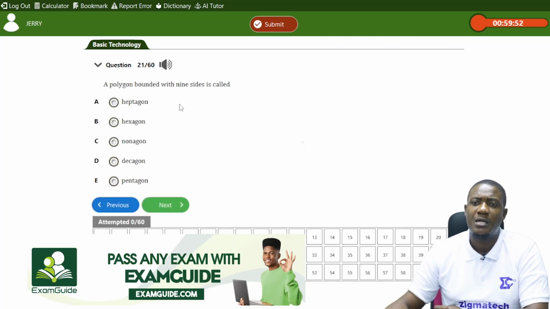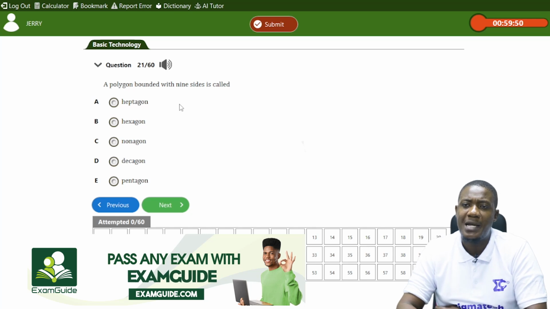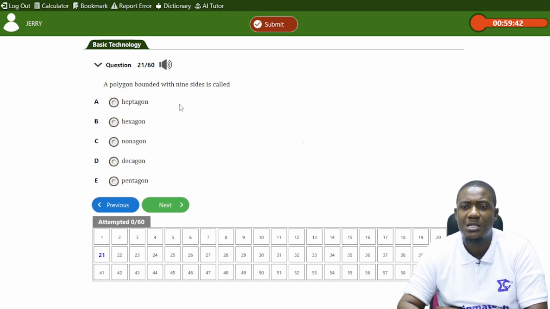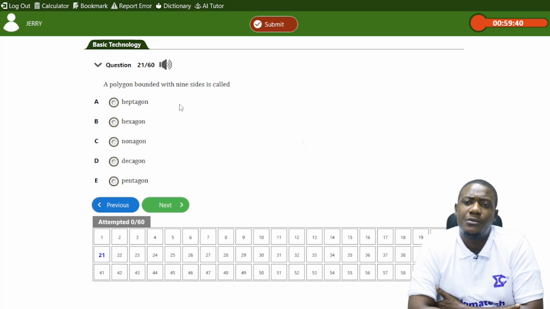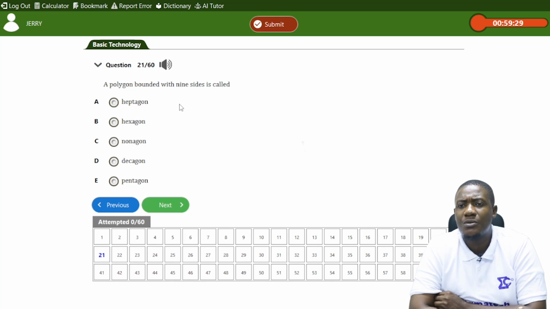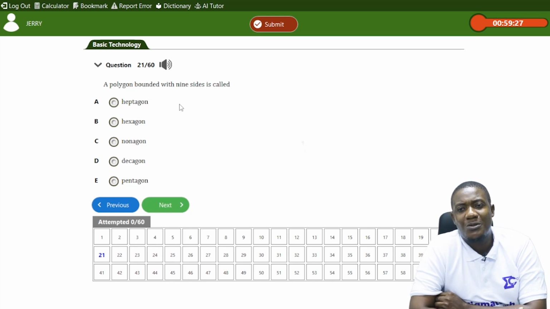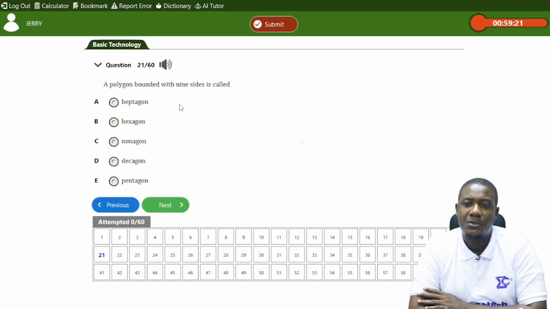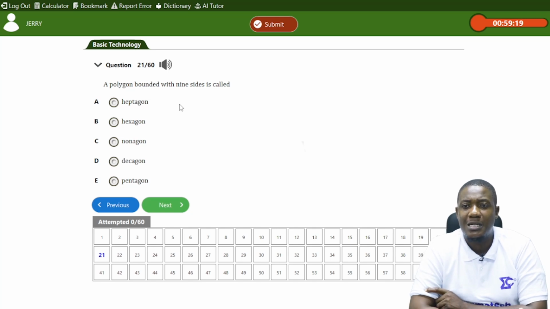This is number 21. A polygon bounded with 9 sides is called: option A, heptagon; option B, hexagon; C, nonagon; D, decagon; E, pentagon. Heptagon is 7-sided, hexagon is 6-sided, decagon is 10-sided, pentagon is 5-sided. So from this elimination method I have used now, I trust you already know that the right answer to that question is option C, which is a nonagon.